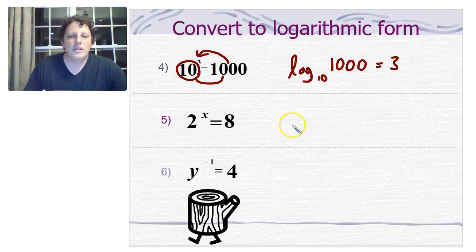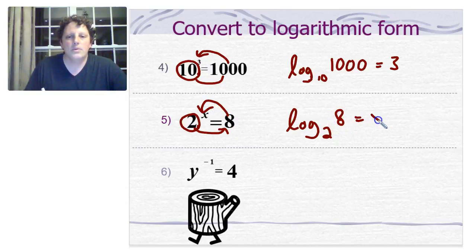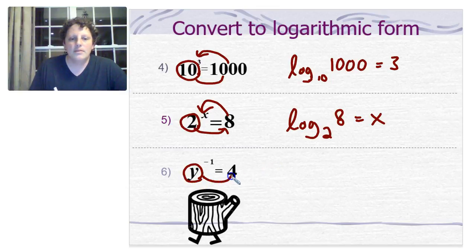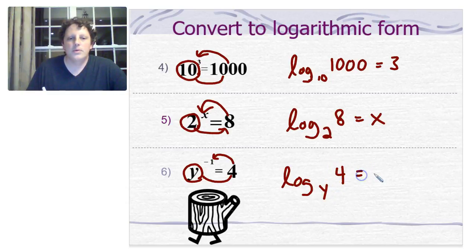All right, we're going to convert this next one. I like to start and say log base of my exponent is the base of my log. Base 2 of 8 equals x. Of 8 equals the exponent. So the answer to the logarithm is the exponent when you're converting them. You're probably getting pretty good at this. The swoop method works pretty good. So log base y of 4 equals -1.